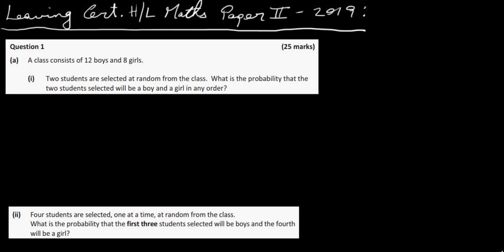Right, so in this video I'm going to have a look at the Leaving Certificate Higher Level Maths Paper 2 for 2019, question 1. This is a probability kind of question, so in part A1 we have a class and it consists of 12 boys and 8 girls.